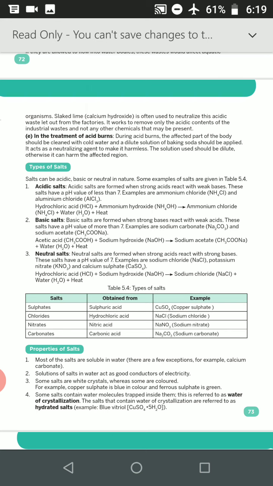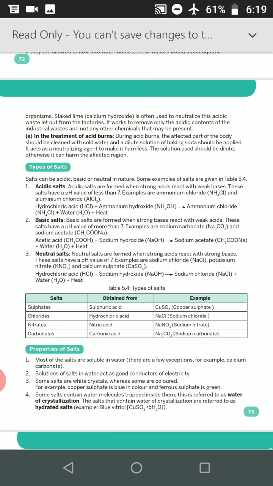Most of the salts are soluble in water. A solution of salt in water acts as a good conductor of electricity. When you dissolve the salt in water and take a circuit and connect it with a bulb, you will see that it conducts electricity. The bulb will glow.